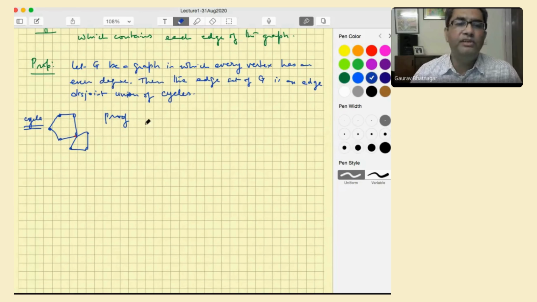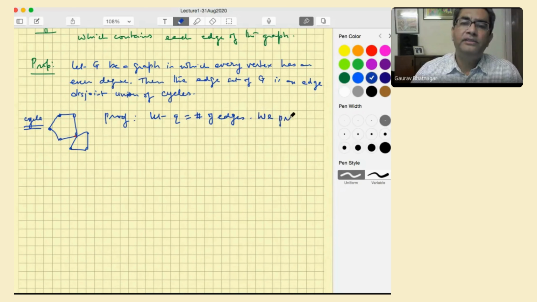So the proof is: let Q be the number of edges, and we prove by induction.